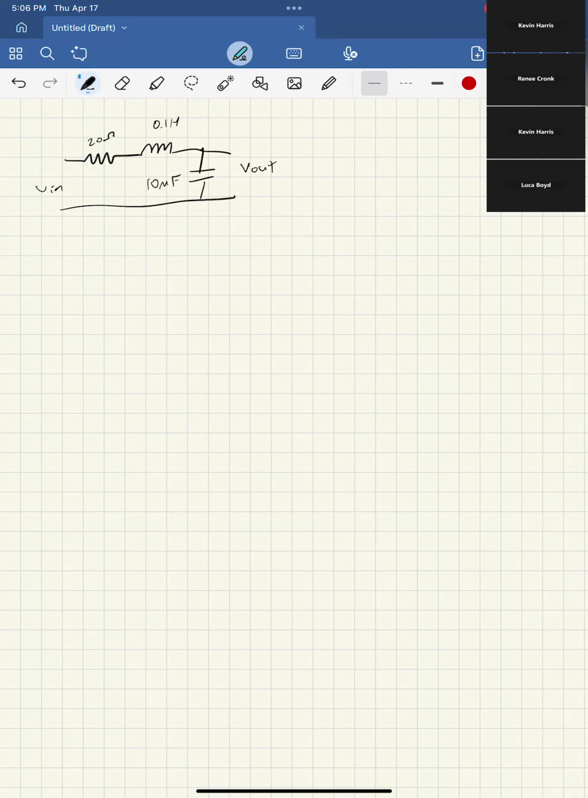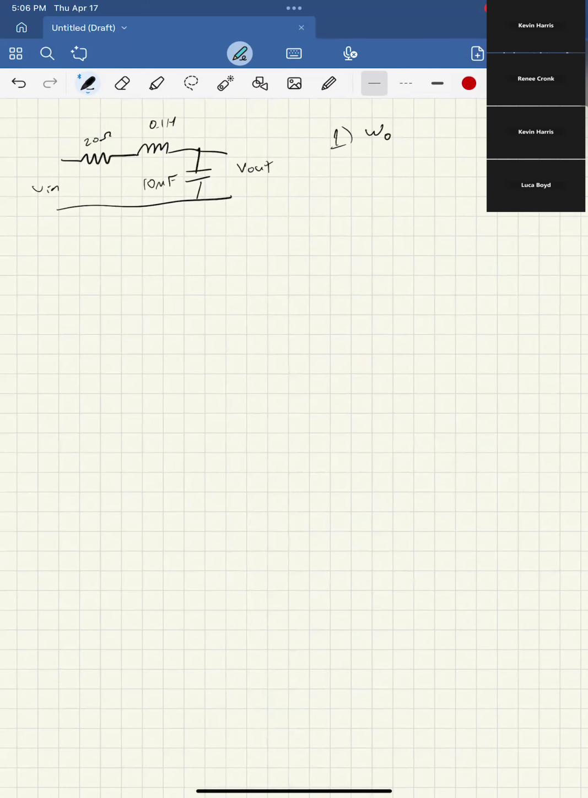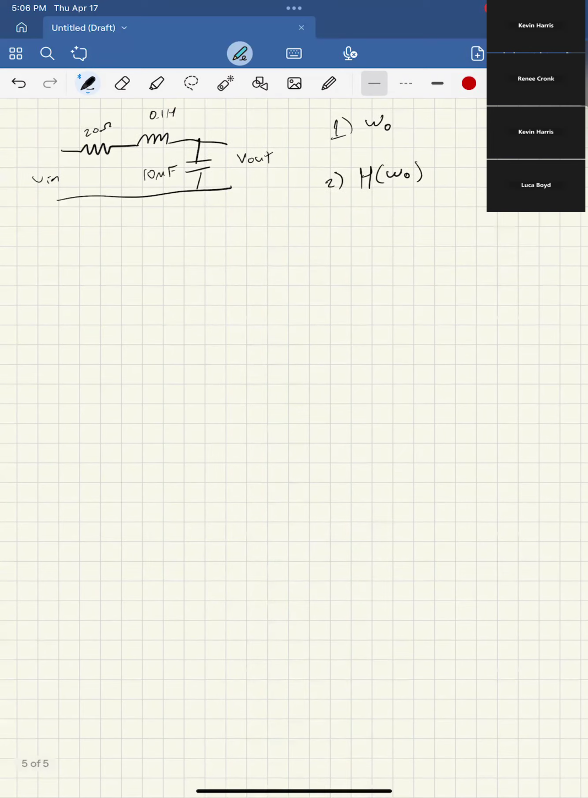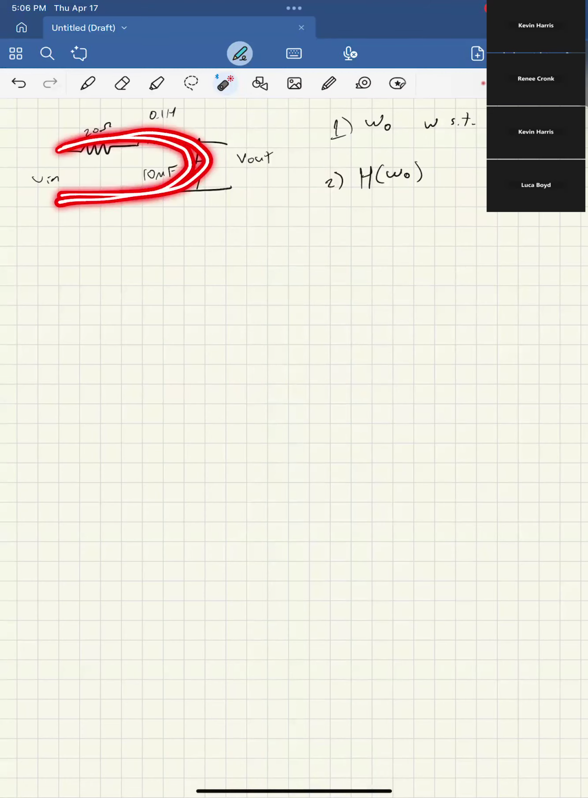So this question is saying find omega naught. Omega naught is again different from omega c. But then question two is finding the value of the transfer function at omega naught, which is a different thing. So again, the resonant frequency is the omega such that the imaginary part of the input impedance Zin is 0. So again, that is saying the input impedance is the impedance going from one part of Zin back to the other part of Zin.